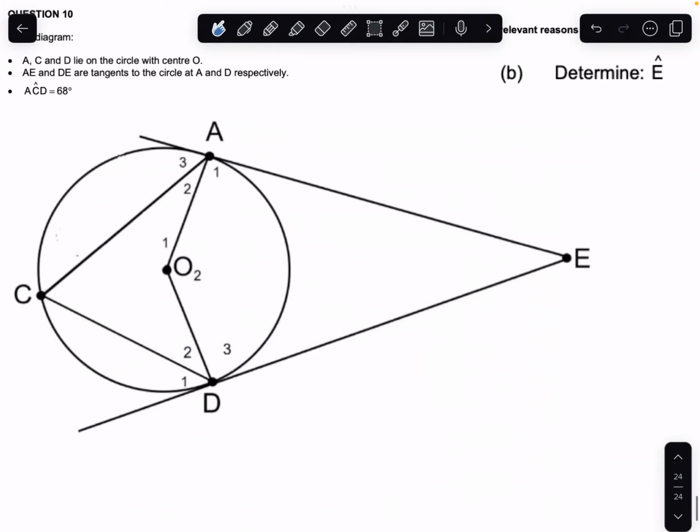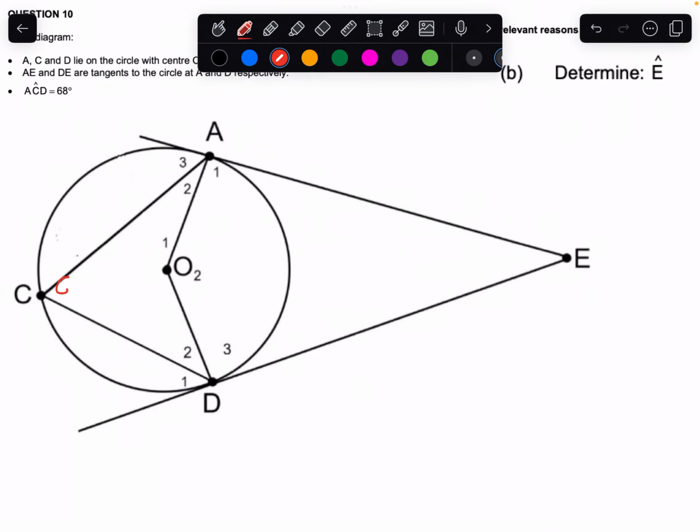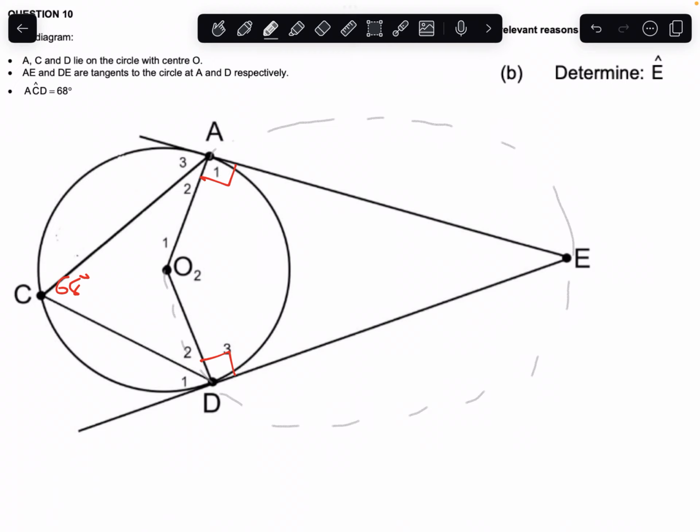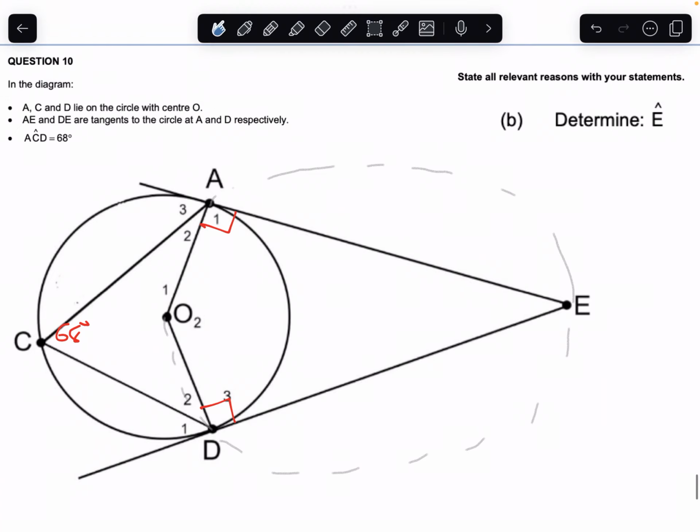Just going to start by filling in what we know. We're told this is 68. We have figured out that these are 90 and 90. I don't know if it's going to be useful, but I guess it probably will be: we now know that there is a circle that goes through the points A, O, D, and E. Okay, right. So, the next question asks us to determine the size of E.